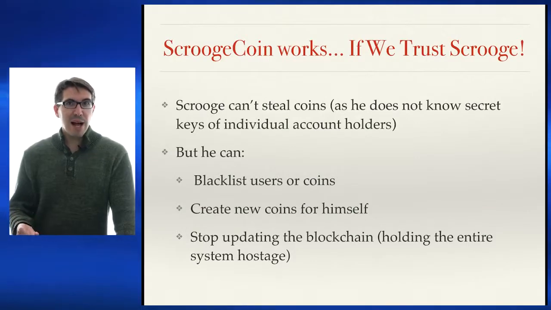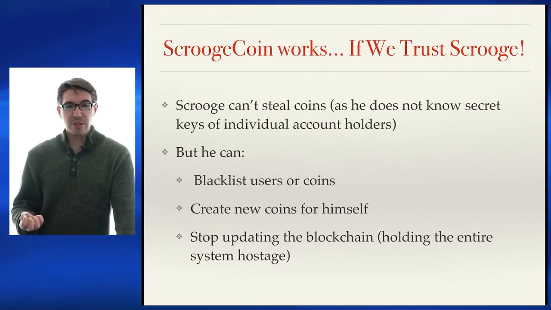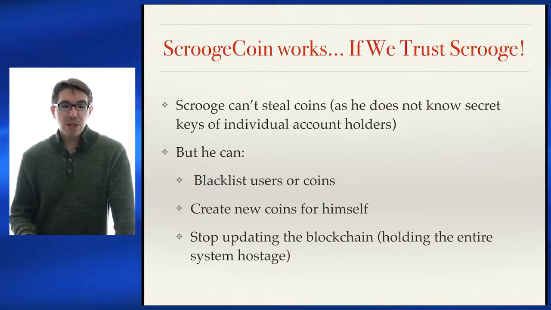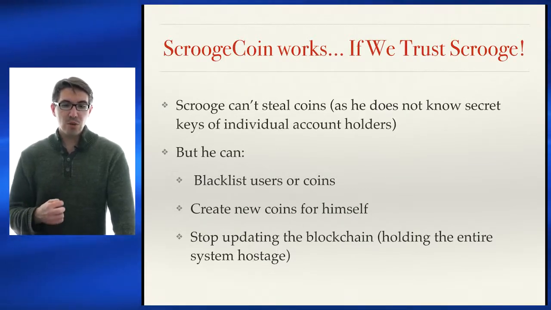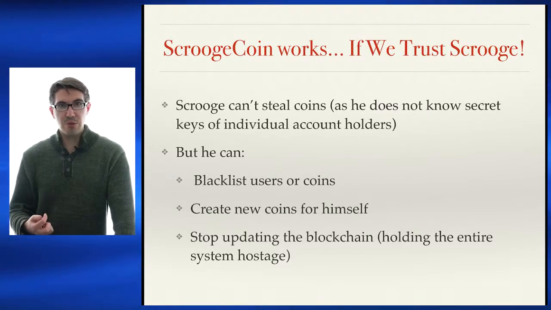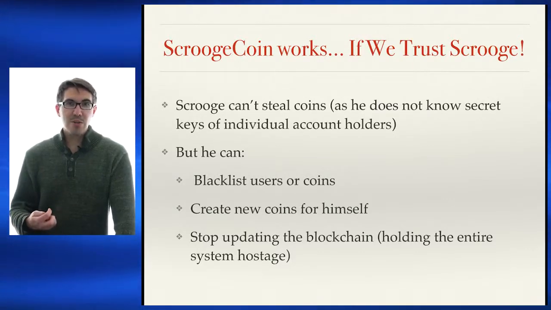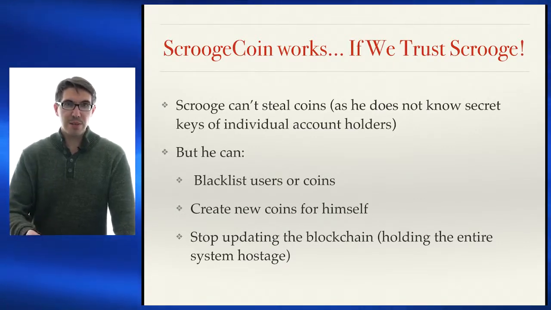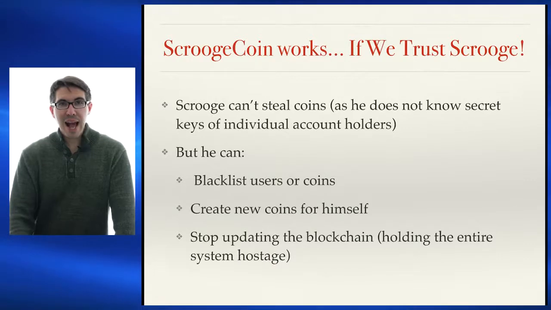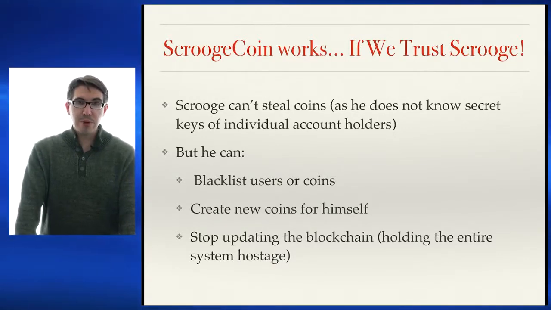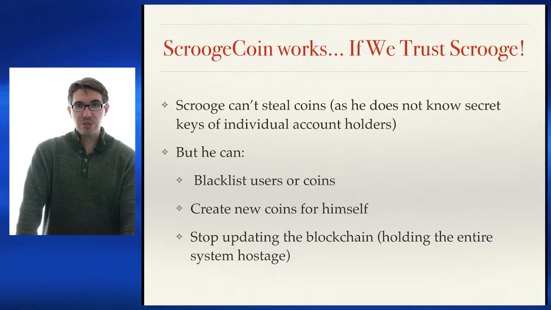But we now have a centralization vector. Scrooge coin works if we trust Scrooge. So Scrooge can never steal coins. He doesn't know the secret keys of the individual account holders. And since he doesn't know that, he can never take a coin from one person's account and send it to another. But by having this centralized ledger, there are a lot of vulnerabilities that we have just introduced into the system.